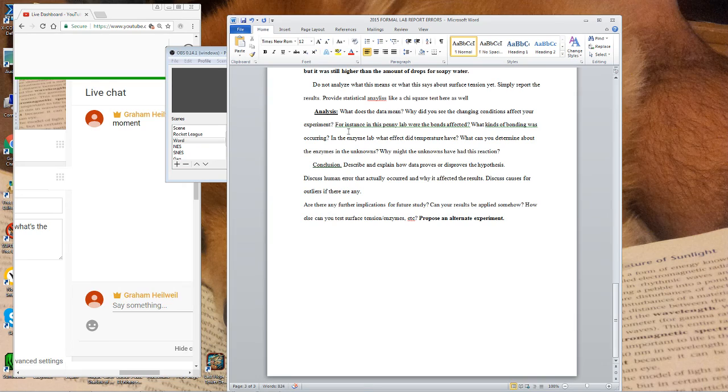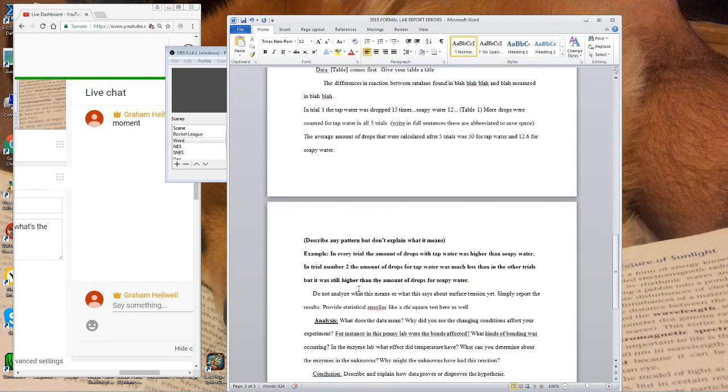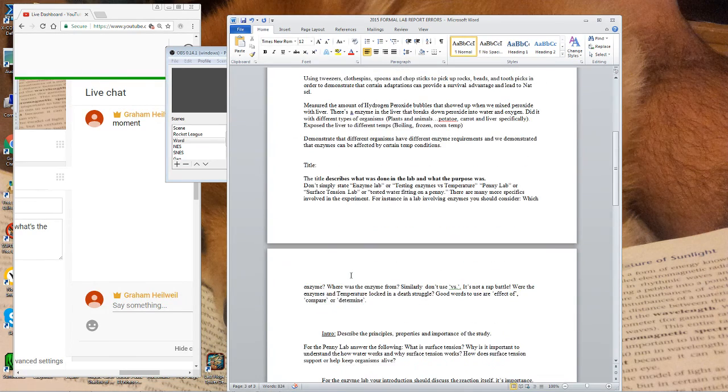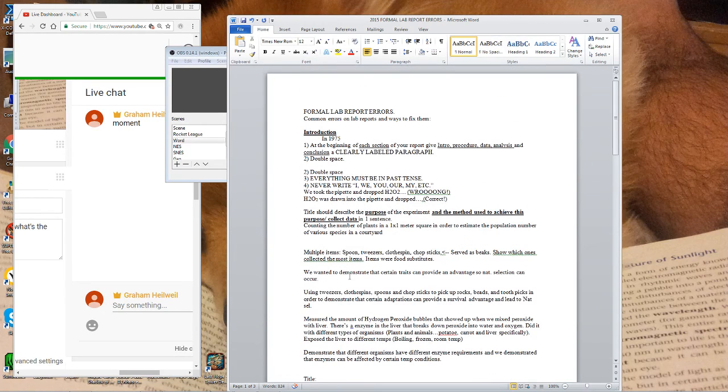Sometimes lab reports have an abstract as well. I don't worry about that. They're important. I never had to do one in college, but they are important. But you don't have to worry about that here. So if you're looking up lab reports and you see abstracts, they are a thing. They're good to have, but we're not doing that for this.